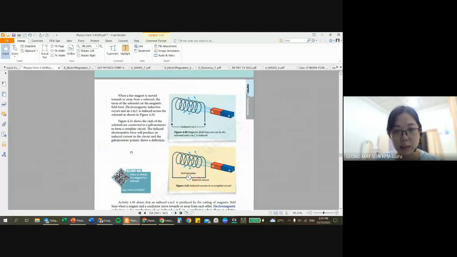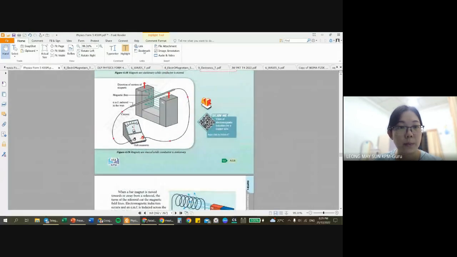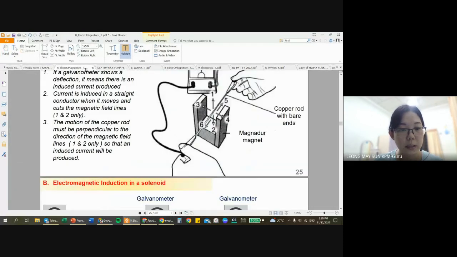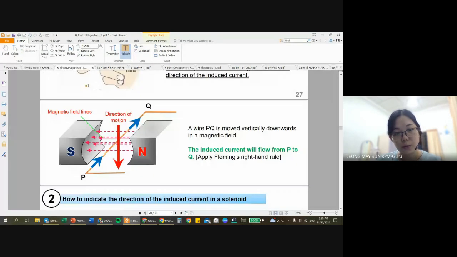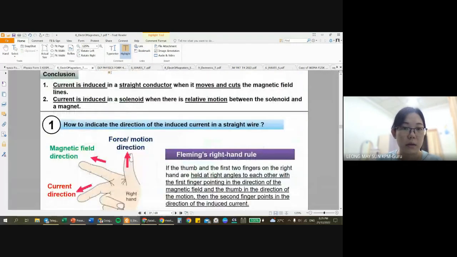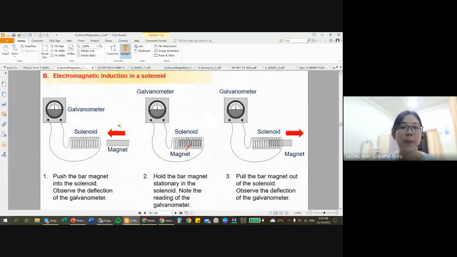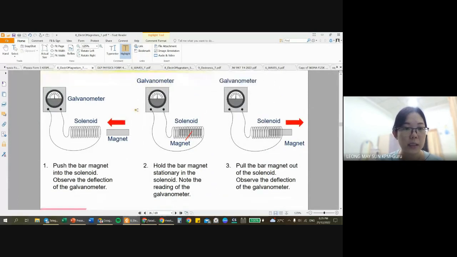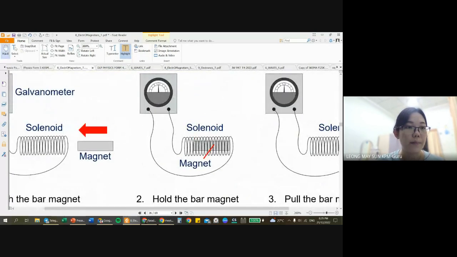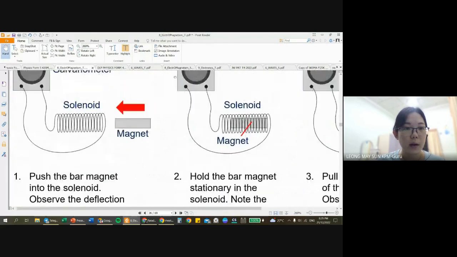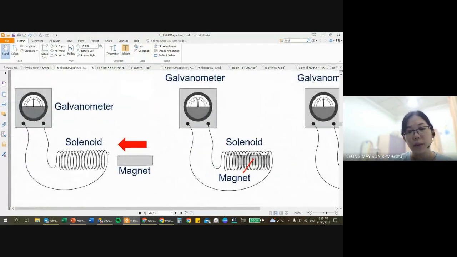So let's see. Is there any question that I can use? Okay. So I'm going to go into a solenoid right now. Just now was a straight wire. Right now is a solenoid. Now, electromagnetic induction in a solenoid, how does it happen? Number one, we have a solenoid, we have a galvanometer, we have the magnet coming in.